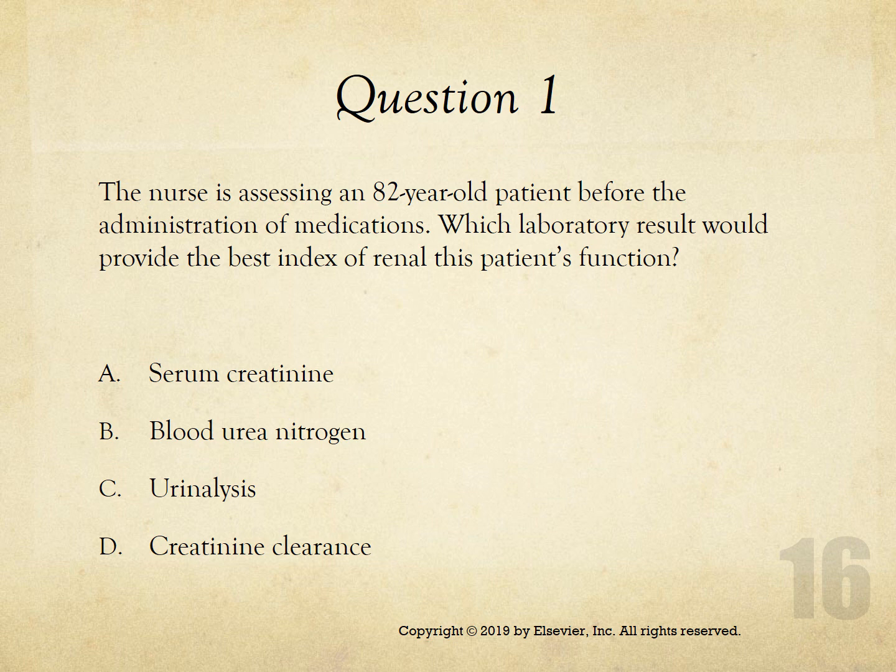So the first question is you have an 82-year-old. Before administering medication, what labs would be best for the renal function? So of course the answer here would be D. I said earlier that the best indicator would be the creatinine clearance when you need to consider the renal function in prescribing or dosing of a drug.